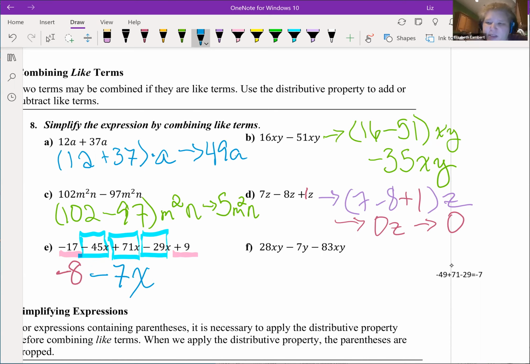So there's more negatives than there were positive. That is it. Both of those together: negative 8 minus 7x, or you could write negative 7x minus 8. All right.